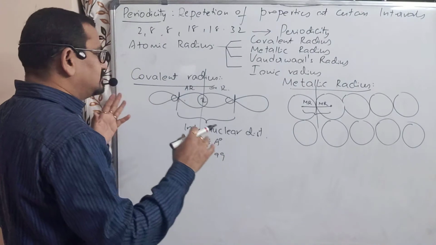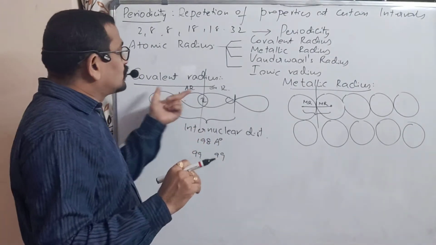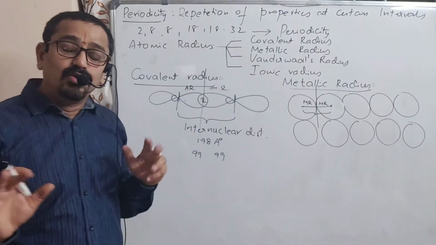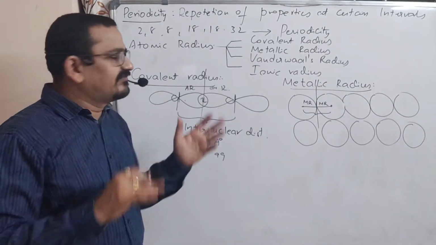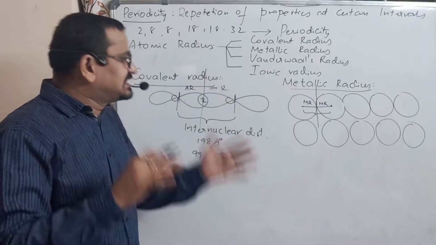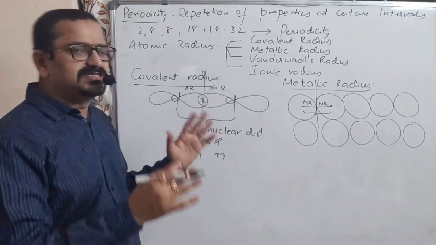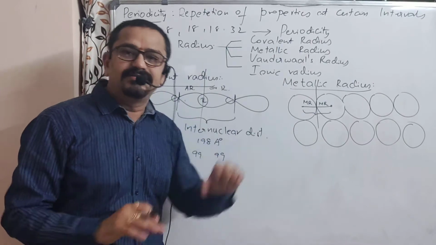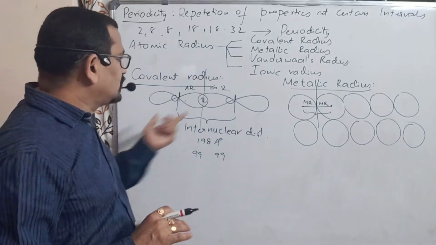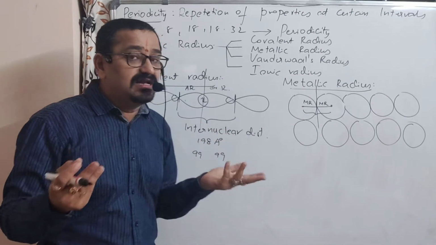Okay, then the question is, among the covalent radius and metallic radius, whose value will be high? Usually for the same element, suppose you are measuring an element which can form a covalent bond as well as exist in crystalline form, then among covalent radius and metallic radius, whose value will be more?